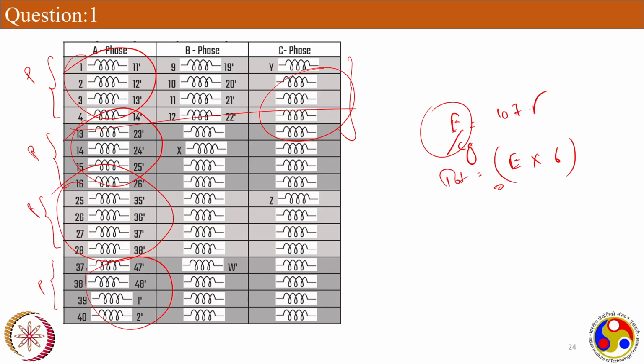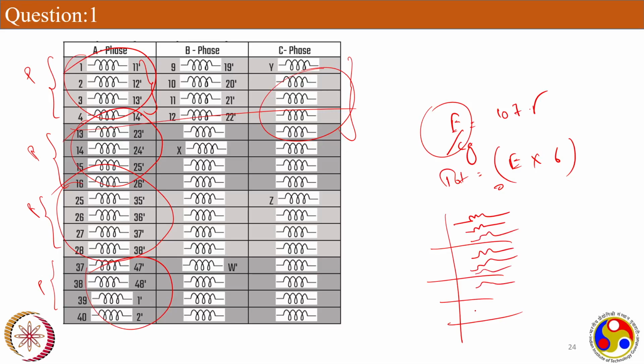You understood, Dinesh? Coil groups is equal to 6 poles. Yeah, 6 poles. Each pole would have one coil group, and within each coil group there are 4 coils. But in our case, we will have six poles, and each will have three, like that. One, two, three, four, five.